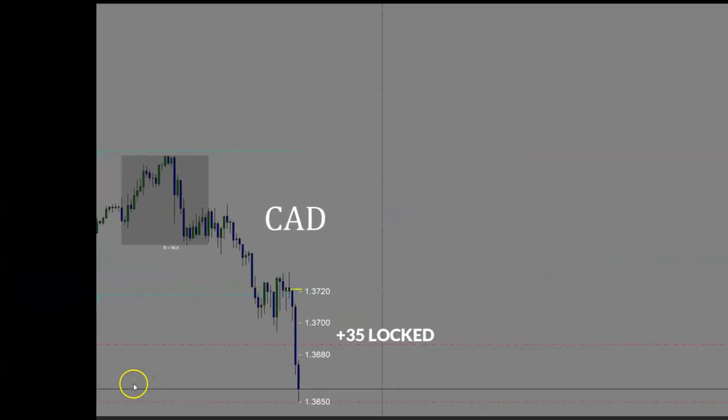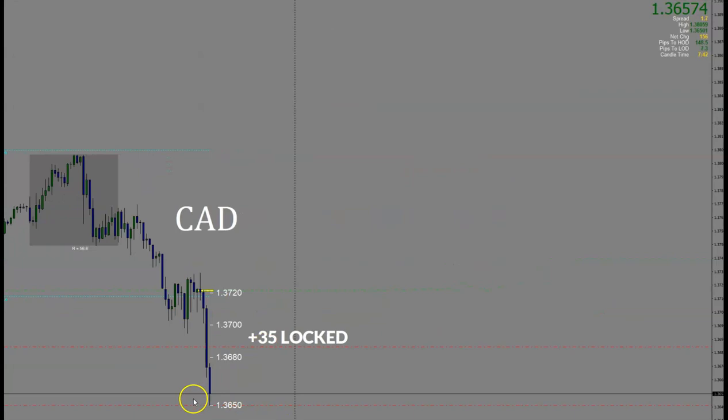Dollar CAD came really close to the target down here at 36.50, and price needs to punch through that in order for my limit to be taken out.